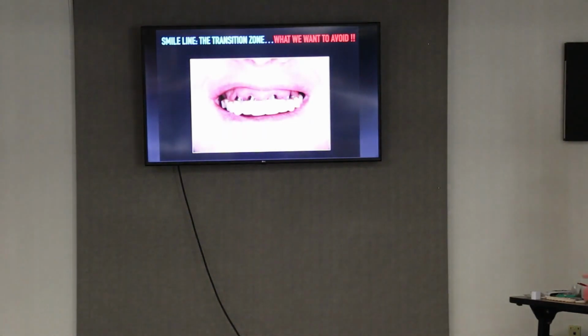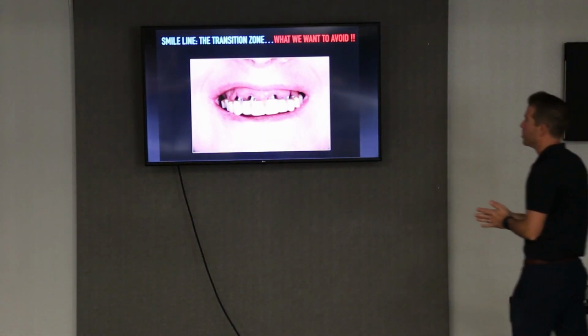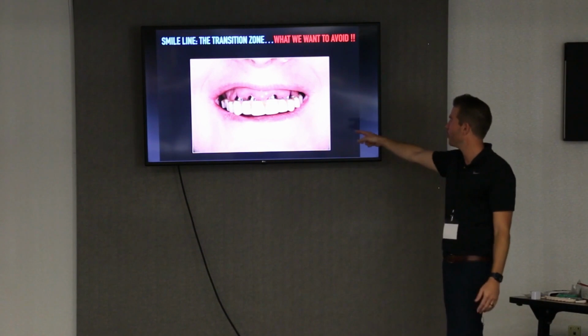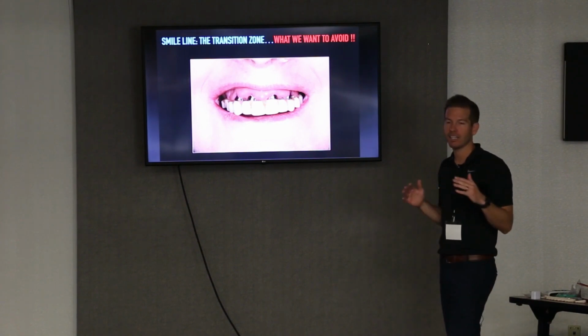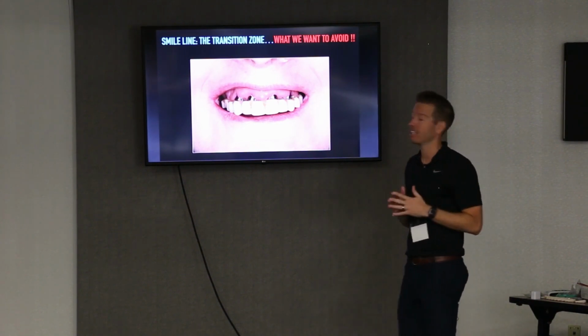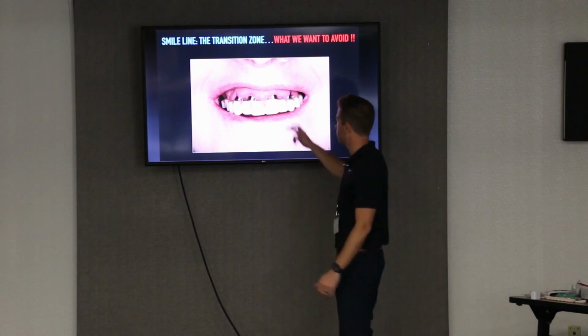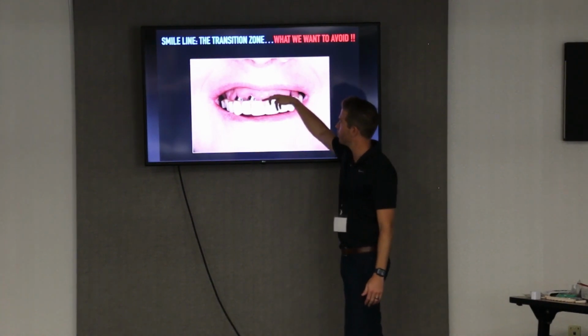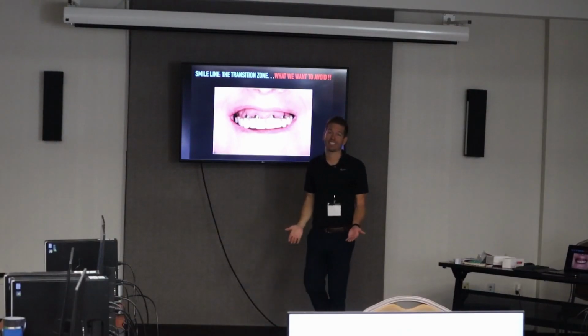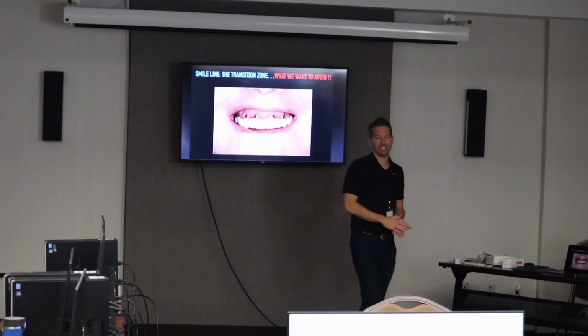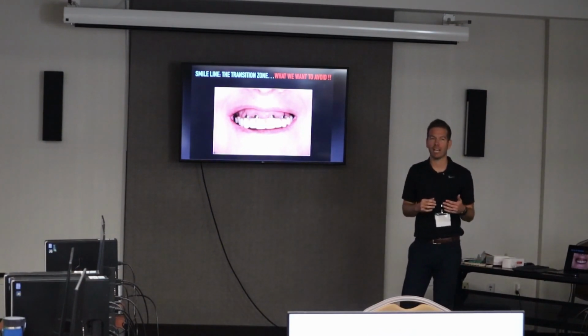This is the important one. So this is why we do digital case planning, so we don't get that. So the transition line is the key planning aspect that you need to think about. And all that is, where does the restoration start and where does their tissue start? You don't want to see that. That's a bad day. So you've got to plan these cases out.